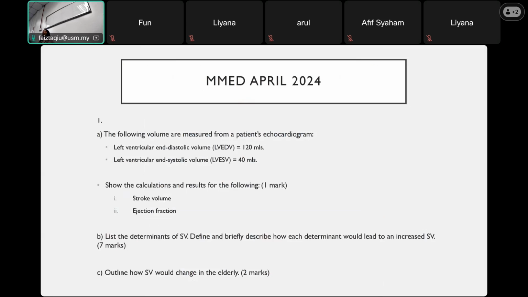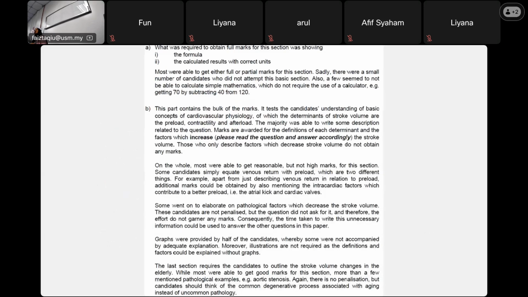Next. In April 2024, the following volumes were measured from a patient's echocardiogram. The left ventricular end diastolic volume is 120. Left ventricular end systolic volume is 40 mils. So we need to calculate the stroke volume and also the ejection fraction. So macam mana nak calculate ejection fraction? Lepas tu? Okay. So berapa tu EF dia? 60%. A few seem not to be able to calculate simple mathematics, which does not require a calculator.